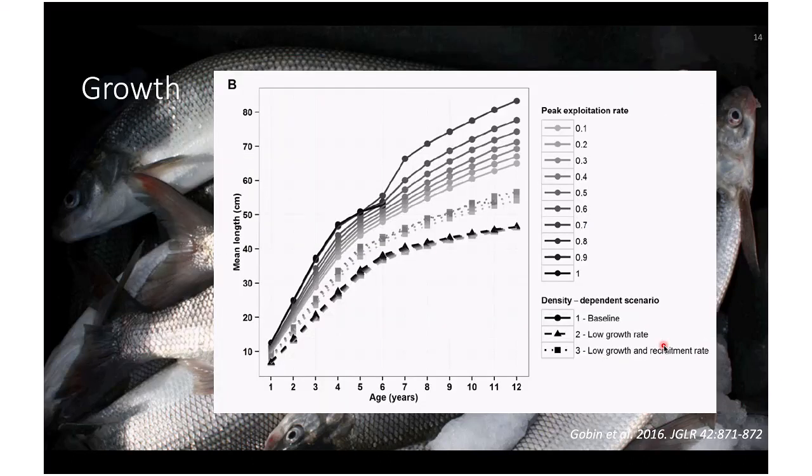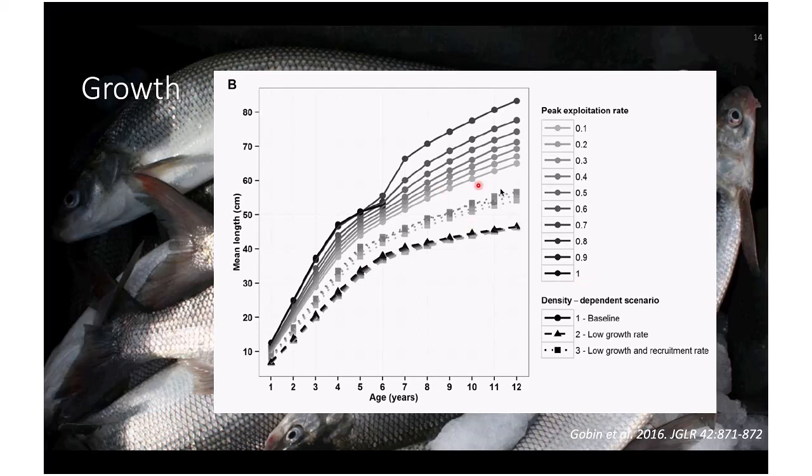So when we look at what happened to growth in those simulations, here we have growth curves where we have the mean length of the fish changing as they age. Each of the different line types, the solid line, represents that baseline pre-drysynod scenario. The dashed line shows the low growth rate scenario, and the dotted line shows the scenario where both growth rate and recruitment rate were reduced. And darker colors represent increasing levels of harvest.